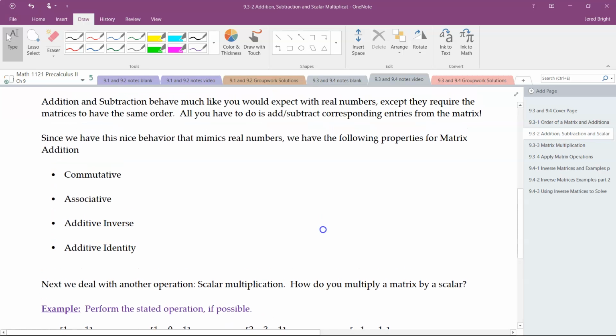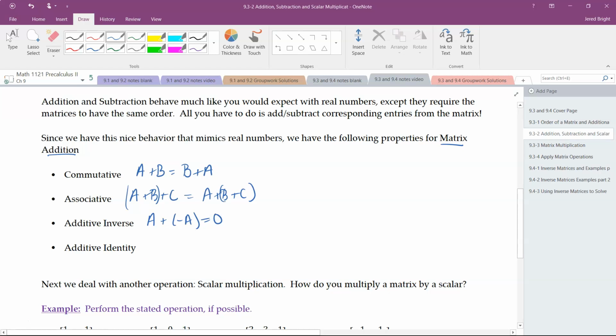Consequently, because of that behavior with real numbers, we get the following properties for matrix addition that extend from real numbers. Commutative: if you have matrix A plus B, that is the same as B plus A. This is for addition; subtraction obviously isn't commutative. Associative: if you have A plus B plus C and you add the first two first, that is the same as if you add the second two first. Additive inverse just means that if you have A plus the opposite of A, you get the zero matrix.